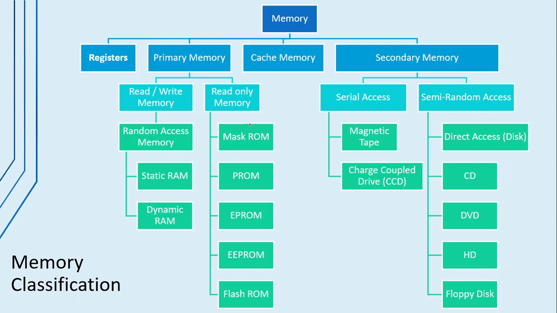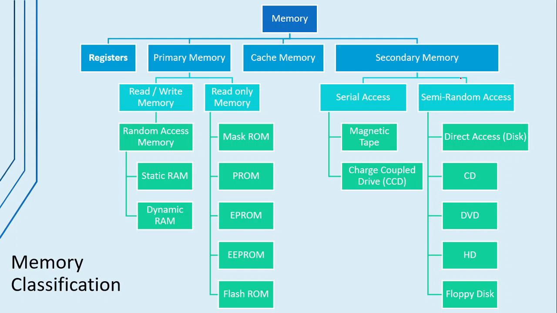But among these 5 types, the first two, that is mask ROM and PROM, are examples of permanent memory, which means once you write on these types of ROM you cannot delete it. But in these 3 types, EPROM, EEPROM and flash ROM, you may update the content by using different devices. So this is the primary memory classification.